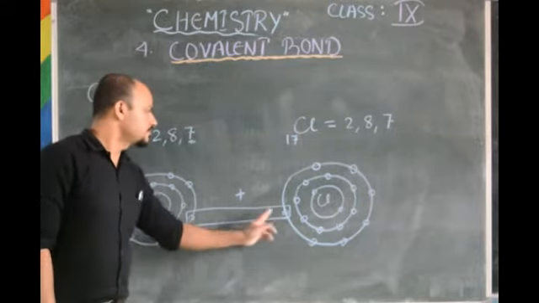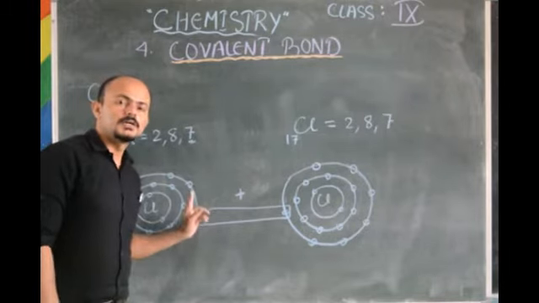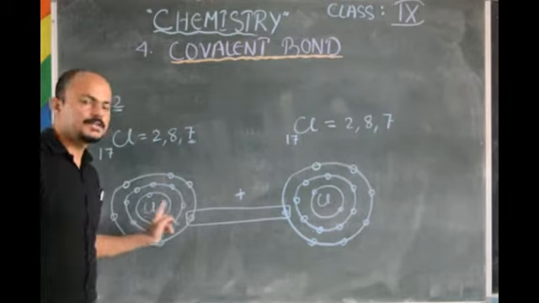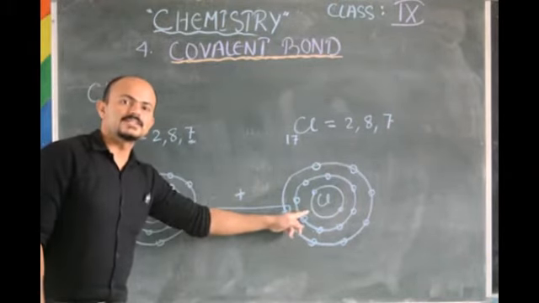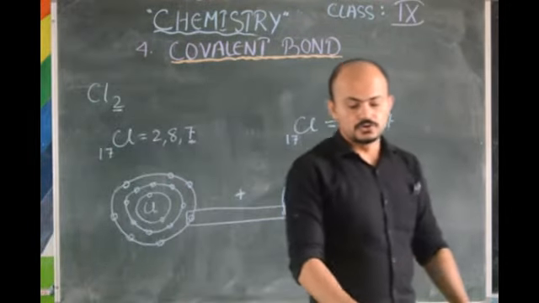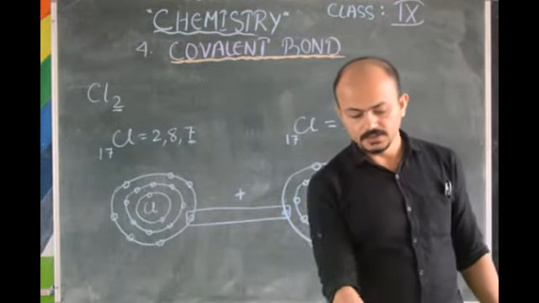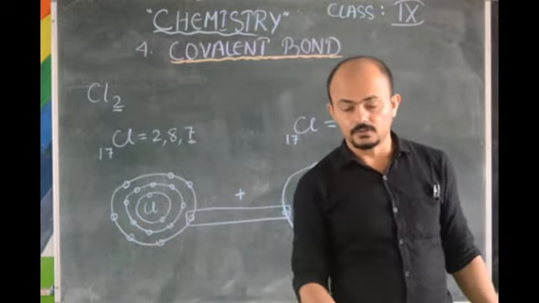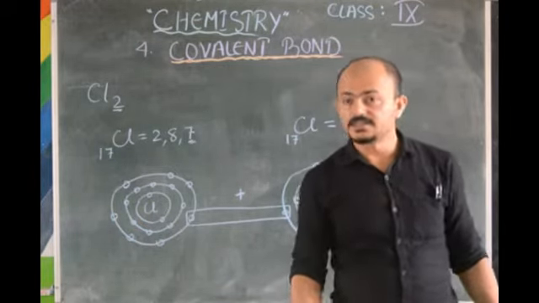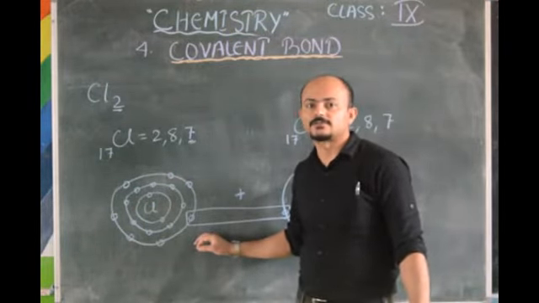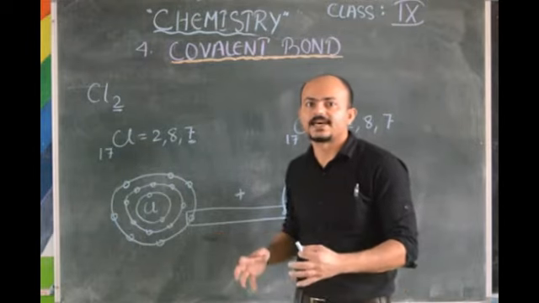Can you see? Mutual sharing. There has to be equal sharing: one electron from this atom of chlorine, one electron from this atom of chlorine, shared between the two. So this is how these bonds are formed. This is known as covalent bond. Why is it known as covalent bond? Because it is formed by mutual sharing of electrons between the combining atoms.